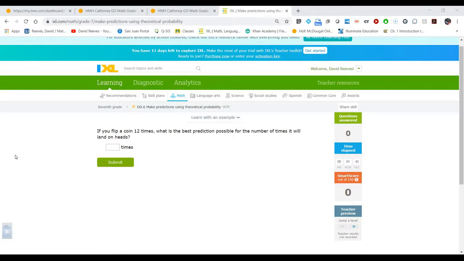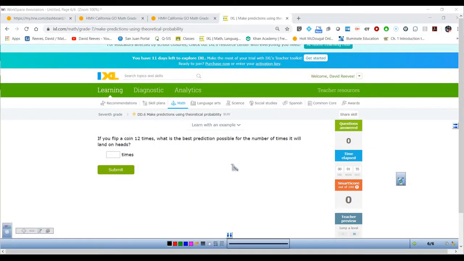It says if you flip a coin 12 times, what is the best prediction possible for the number of times that it will land on heads? All right, so let's go ahead and take a look at this problem. It says you're going to flip a coin 12 times. So the first thing you need to pay close attention to is how many times is this event occurring? It's occurring 12 times. And then what is it that we are trying to have happen? We want it to land on heads, all right?